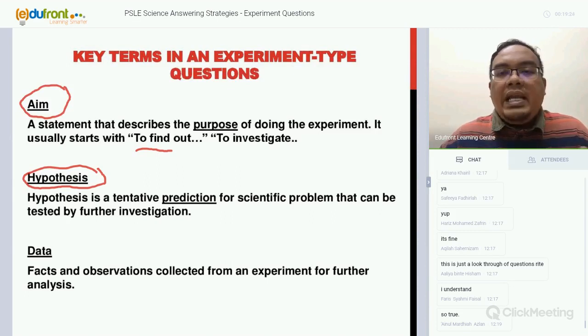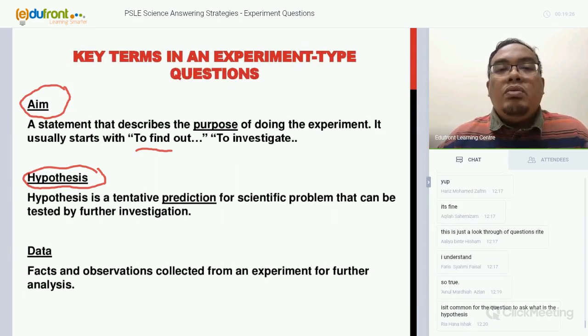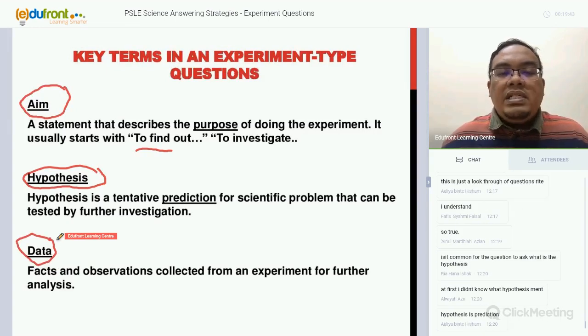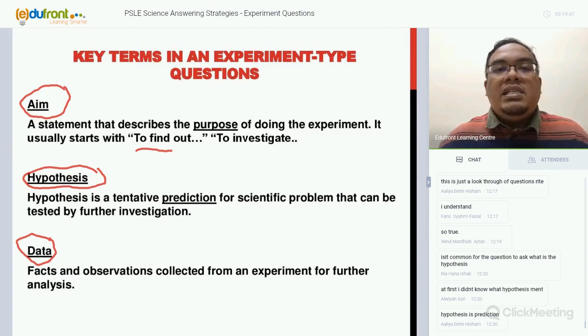2 or 3 statements, and then at the end of the experiment, we are going to show whether we are going to accept the hypothesis or we're going to reject the hypothesis. Okay, so creating hypothesis is part and parcel of doing a good experiment. Okay, thirdly is data, right? Data are facts and observation collected from an experiment for further analysis.